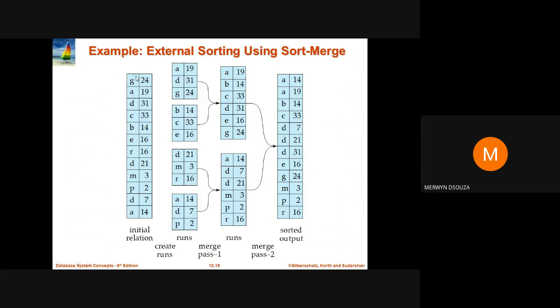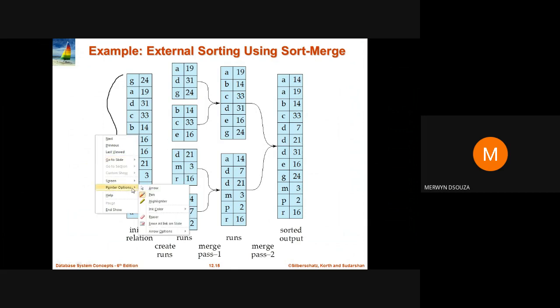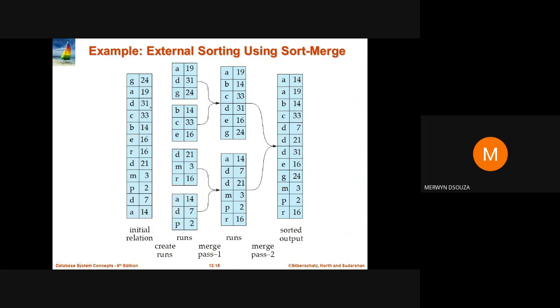Assume that this is the relation that we have, and we need to sort the data of this relation. Initially, we assume that we are setting M equal to 3. You can just assume that the data is divided into blocks of 3, these are the pages.